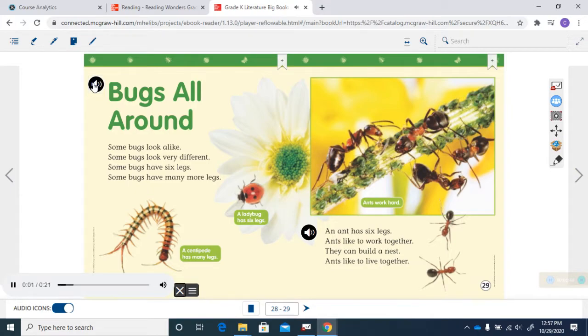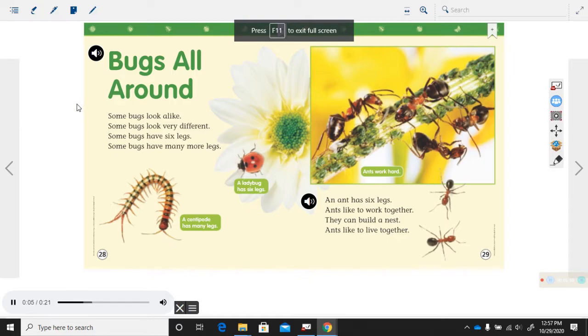Bugs all around. Some bugs look alike. Some bugs look very different. Some bugs have 6 legs. Some bugs have many more legs. An ant has 6 legs. Ants like to work together. They can build a nest. Ants like to live together.